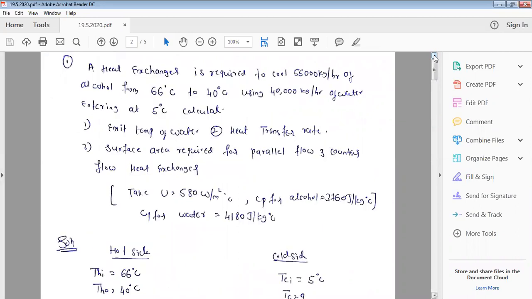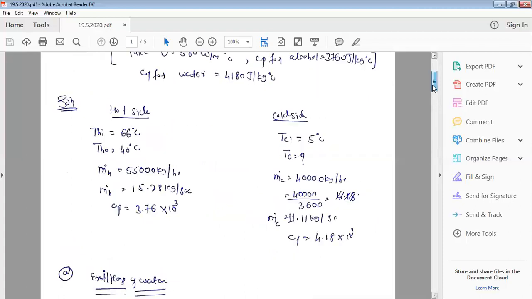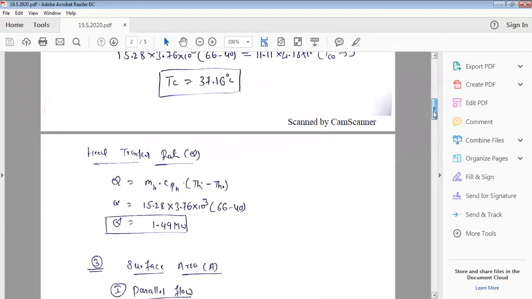Let us read the question here. This is the given question, right? Now they're asking for the heat transfer rate. When you want to calculate the heat transfer rate, just see, in a heat exchanger what happens? There is an exchange of heat from the hot fluid to the cold fluid, correct? The exchange of heat is going to take place from the hot fluid to the cold fluid.